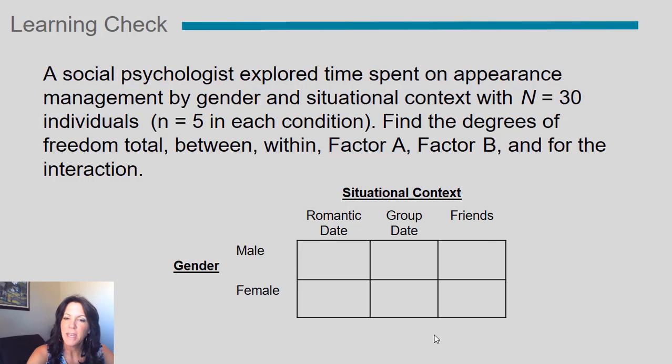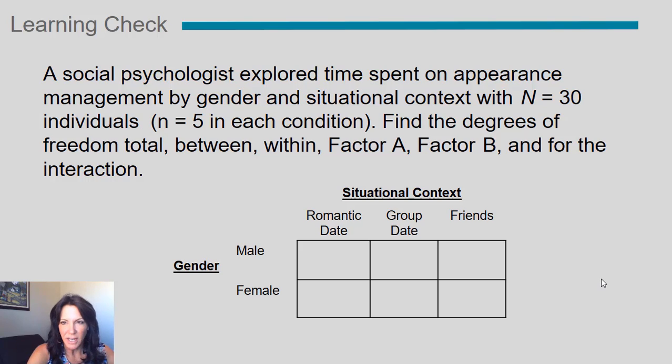So how many conditions do we have? How many groups do we have? Well, we have 2 by 3, which is 6. We have 6 different conditions. One condition would be the amount of time spent on appearance by males on a romantic date, that would be here, or males on a group date, males and friends, etc.